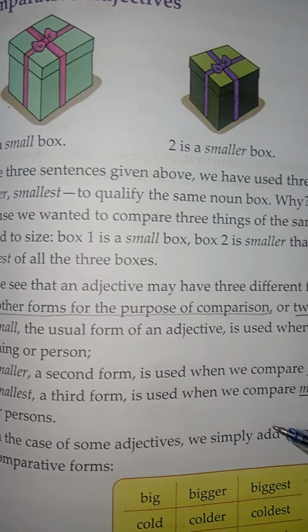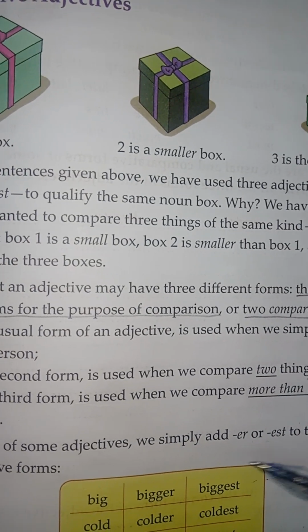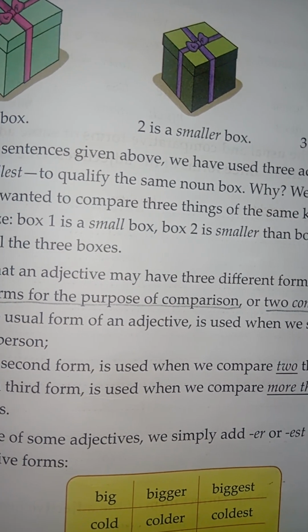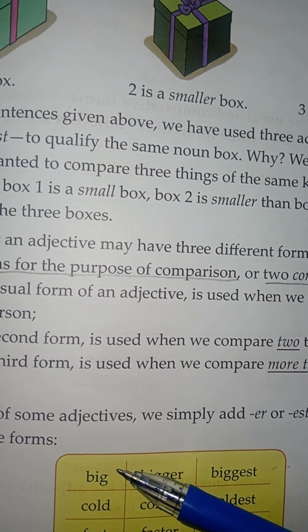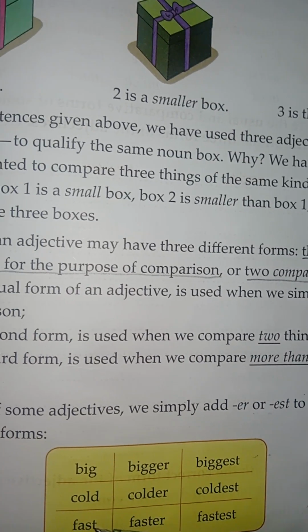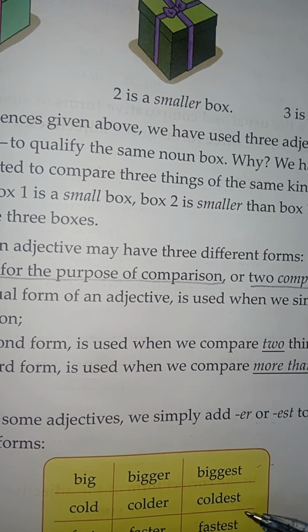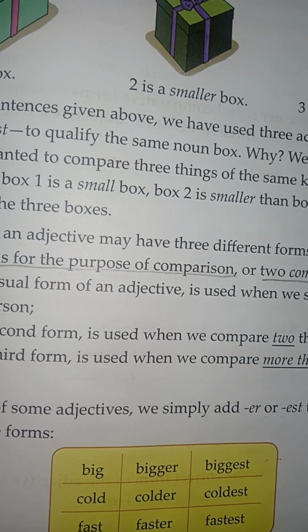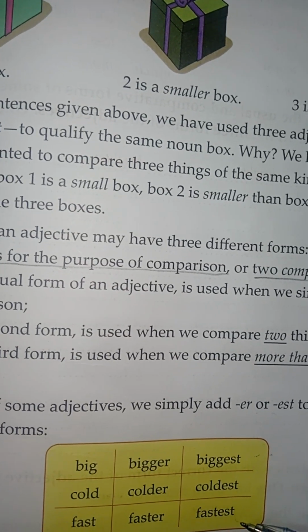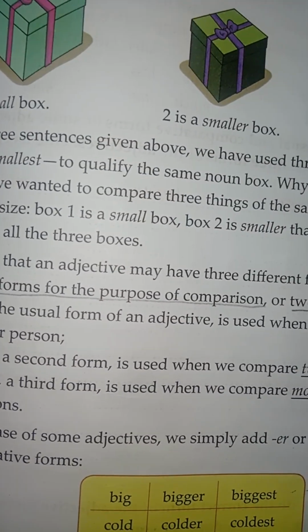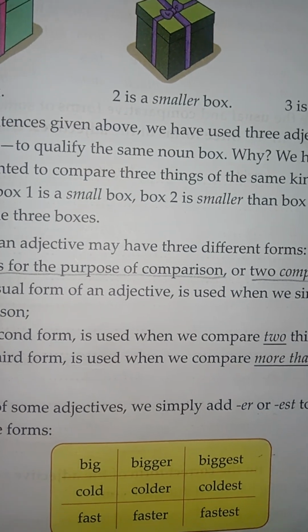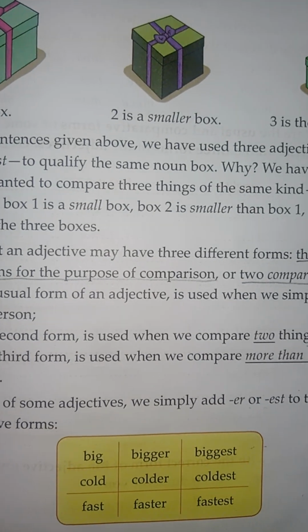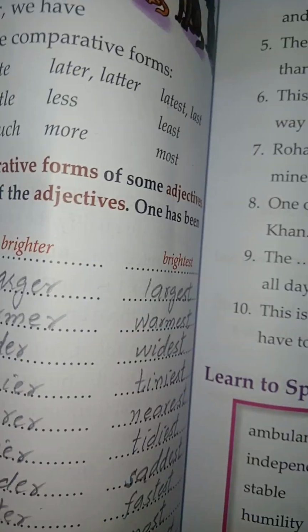In some adjectives, we just add er or est to make the second and third form, as given in this table on page 59. First form is big, second is bigger, third is biggest. First is cold, second is colder, third is coldest. First is fast, second is faster, and third is fastest. First is used for simple description of any noun or pronoun. Second is used to compare two objects or two persons together, and third is used to compare more than two things.